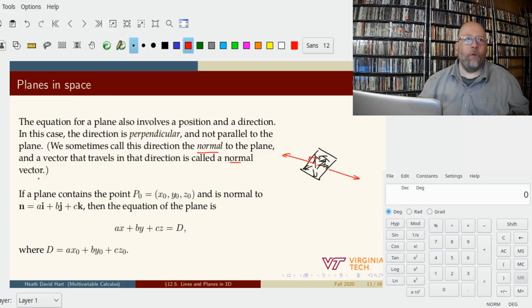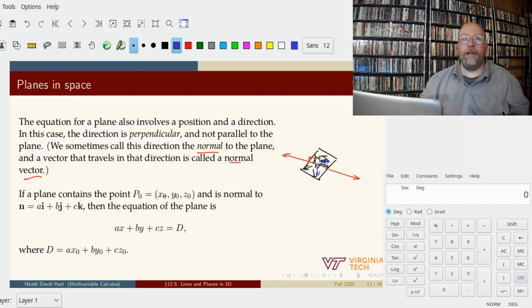Okay? We call that direction the normal direction to the plane. A vector that travels in that direction is called a normal vector. We learned last time how to create perpendicular vectors by taking the cross product. That is, if I find two vectors that are in the plane, and I take their cross product, I said dot product a moment ago, cross product, then we get the vector that's perpendicular to those. We'll use cross products in a moment to calculate normal vectors.